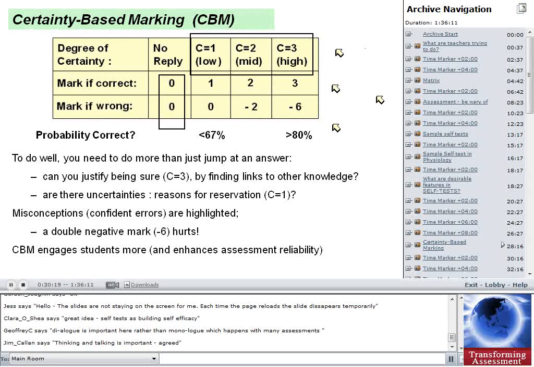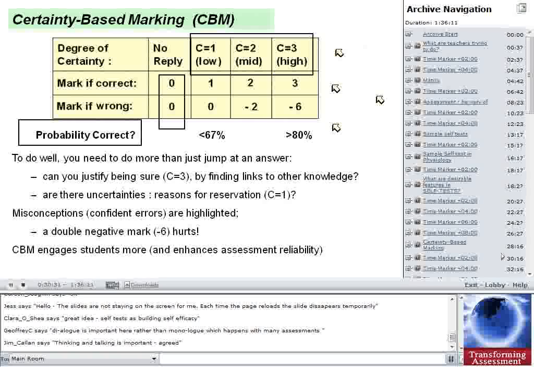So what they need, roughly speaking, to think about is how likely it is that they're going to get the answer right. We'll come on to look at this in quantitative terms in a minute, but basically they're wanting to think about how probable it is that they'll be marked right, and if they think there's more than an 80% chance of being right on it, then they should go for C equals 3.